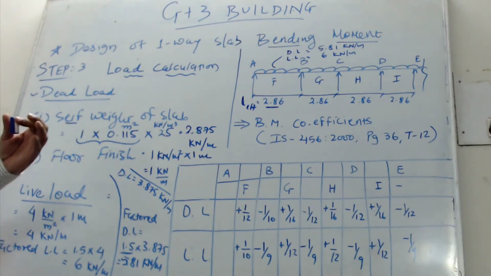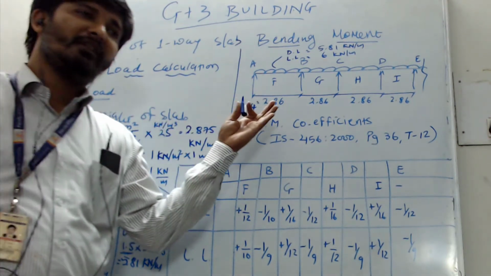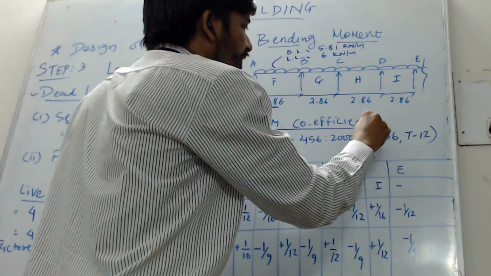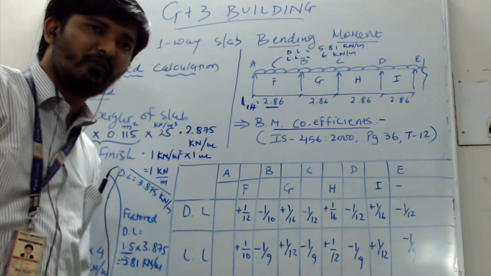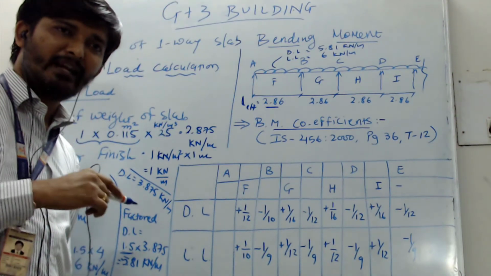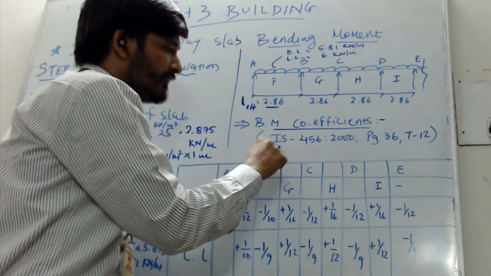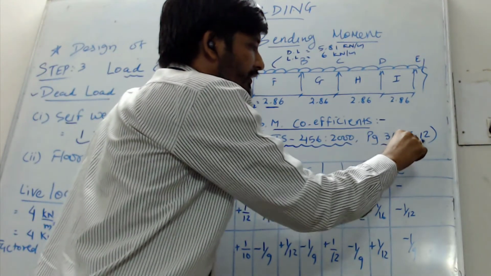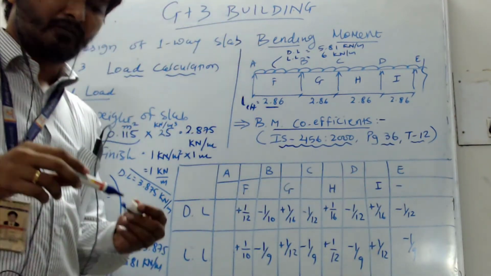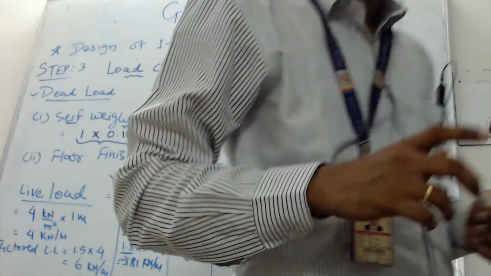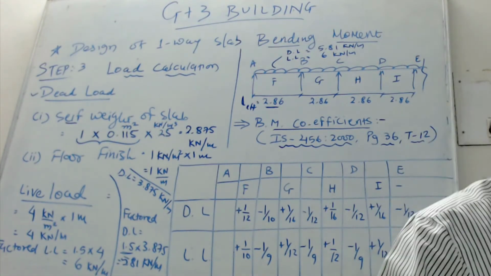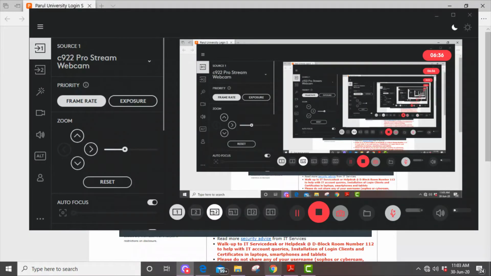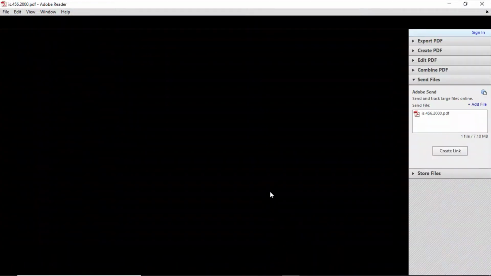After getting to this point, we need to calculate bending moment coefficients. These bending moment coefficients are given in IS code, IS 456-2000, page number 36, table number 12. So let's go to that page.